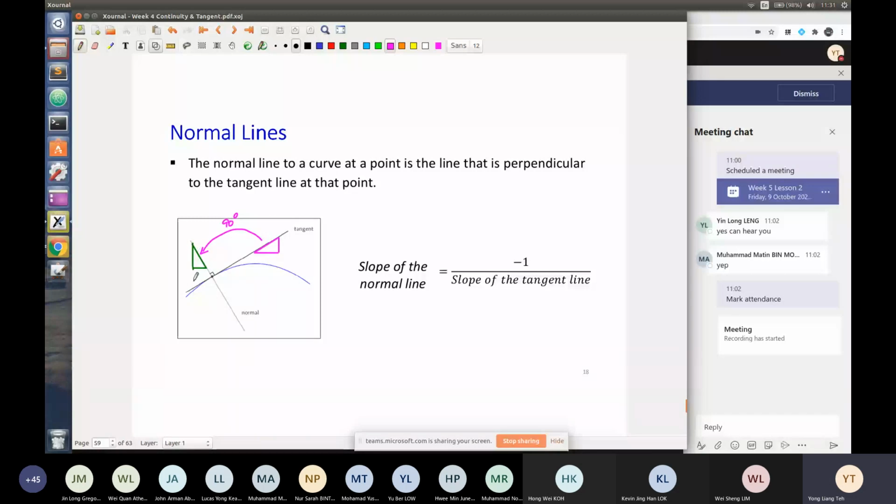Which means to say that the change in x and the change in y reverse. Wait, let me see. It's actually not rotating 90 degrees. Let me draw the other way because I want it to rotate 90 degrees. So I'm going to draw this way. It's clearer.